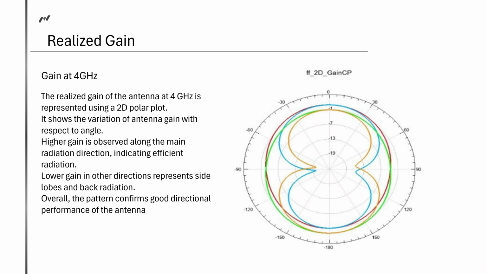Realized gain at 4 GHz. The realized gain plot at 4 GHz illustrates how antenna gain varies with angle. A clear main lobe indicates efficient radiation in the desired direction. Side lobes represent reduced radiation in other directions.